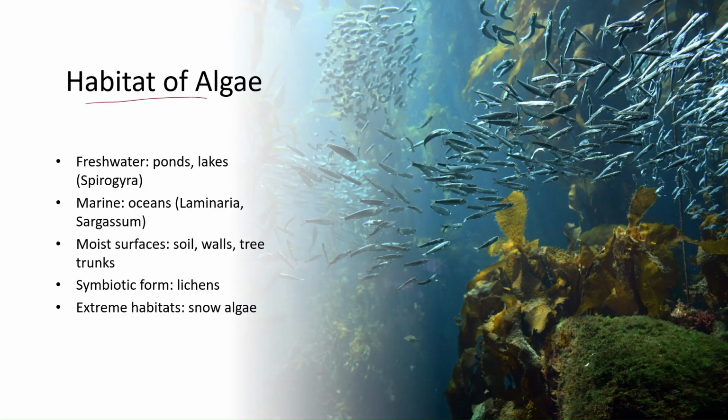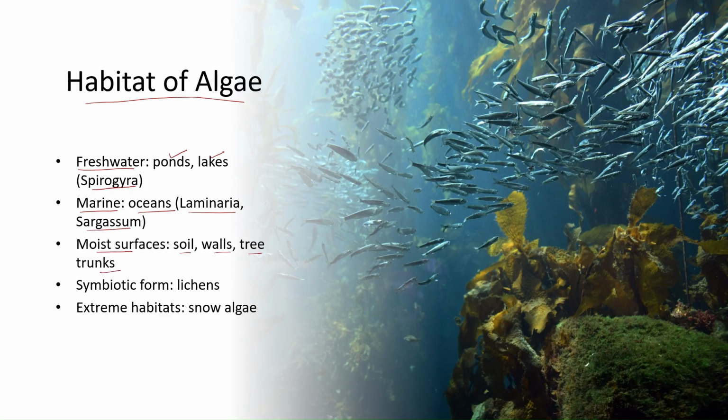Habitats of algae means the home of algae, means where algae is present. So that is called habitat of algae. So the first one, fresh water. They are present in fresh water like in ponds or lakes. Example, Spirogyra. Spirogyra is present in fresh water. Next is marine. Marine means salt water, means sea, oceans. Example, Laminaria and Sargassum. Moist surfaces, that is soil, walls, tree trunks.